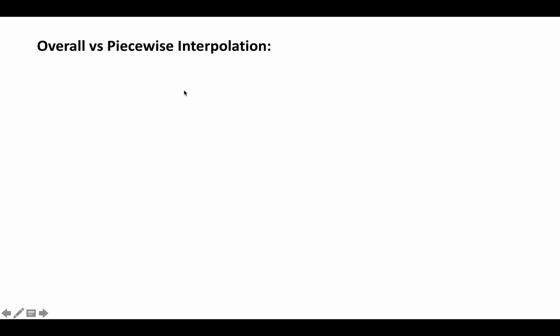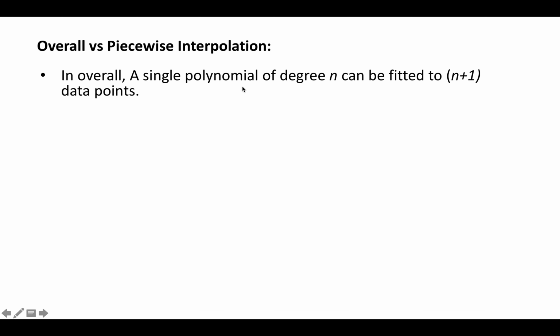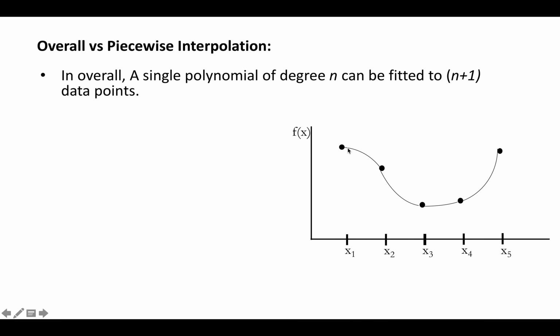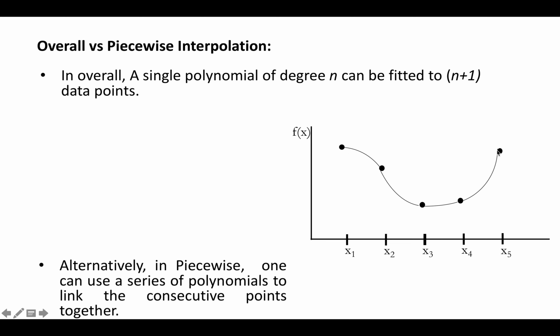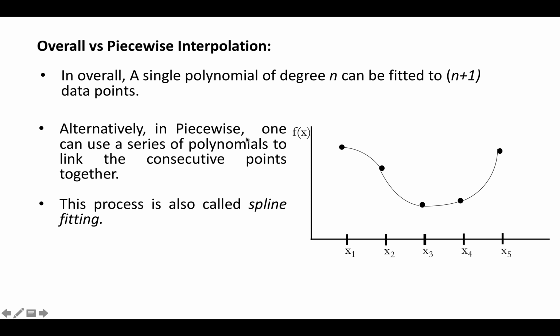Next the point is overall versus piecewise interpolation. In overall, a single polynomial of degree n can be used for fitting n plus 1 data points, like this one. So this is a single polynomial. Alternatively, piecewise, what is meant by piecewise, that is in the subintervals x1, x2, and then x2, x3, x3, x4, and x4, x5. In between x1 and x2 we use a different polynomial, in between x2 and x3 we use another polynomial, and so on.